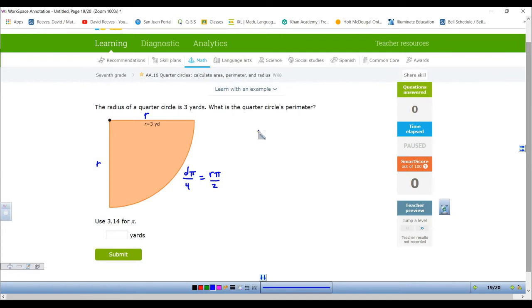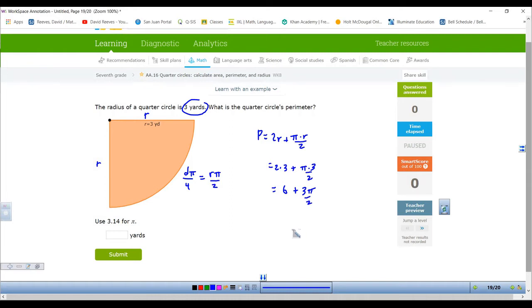So the perimeter of a quarter circle, this is something you should have in your notes, is 2 radii plus the radius times pi divided by 2. All right, and what did they tell us? That the radius is 3 yards. So all I have to do is go to my formula right here. 2 times 3 plus pi times 3 divided by 2. All right. Well, I hope you know that 2 times 3 is 6, so this is what we get.